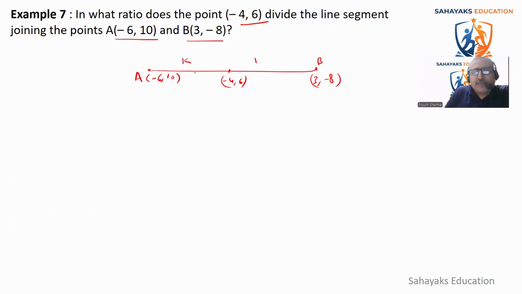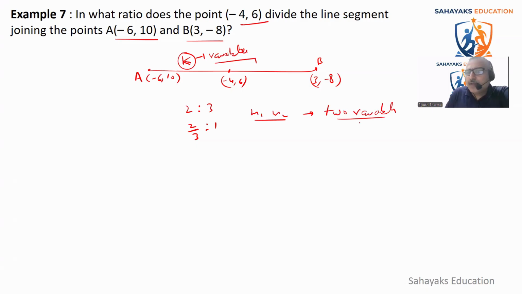So think, if something is dividing in the ratio 2:3, we can also say that it is dividing as 2/3:1, isn't it? So in this case, when we are taking k as a variable, it is only one variable. But in case we take m1 and m2, there are 2 variables. So it is better to take one variable to do it quickly. That is what I wanted to tell you here. So I'll just clear it up.